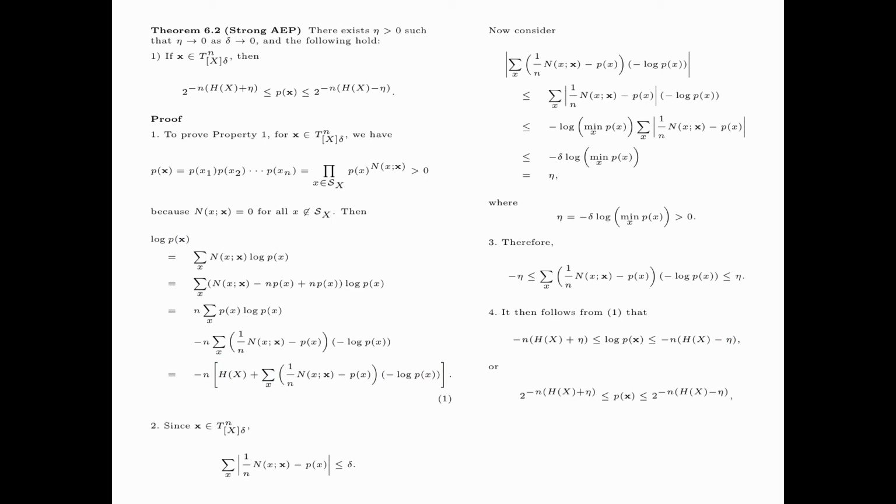So, we have the probability of the sequence x is lower bounded by 2 to the power minus n times (entropy of x plus eta), and upper bounded by 2 to the power minus n times (entropy of x minus eta), where eta, defined as minus delta log of the minimum over all x in the support of p(x), where this logarithm is a constant, tends to 0 as delta tends to 0. And this proves property 1.